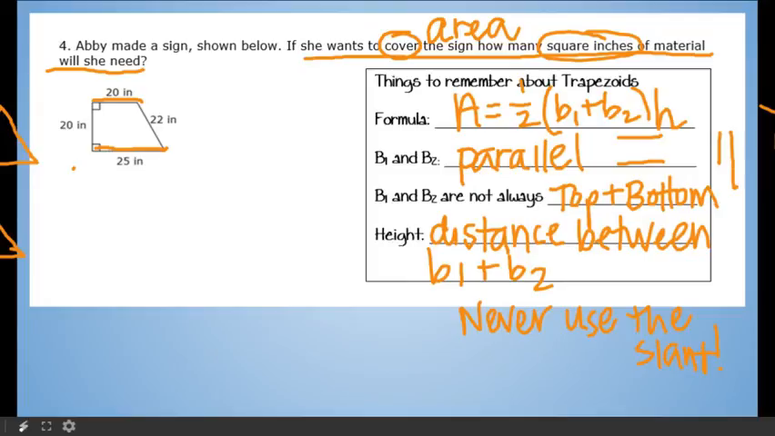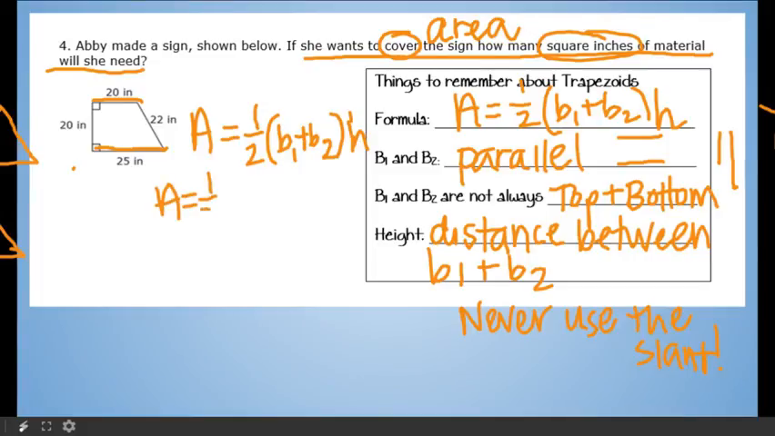So now let's find the area of this figure. So let's write the formula down with some space underneath it to work. A equals 1/2 (base 1 plus base 2) times the height. So write that formula down. Now we're going to plug in what we know. Area equals 1/2 times base 1 and base 2.